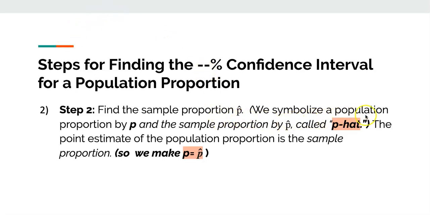We symbolize a population proportion by a regular little p, but we're going to put a little triangular hat on top of that p for sample proportion, and we read that as p hat. Okay, so the point estimate of the population proportion is the sample proportion. So that number that we're going to add the margin of error to or subtract the margin of error from, the midpoint, is going to be the sample proportion. So you need to find that number, okay? P hat, that's going to be the sample proportion.